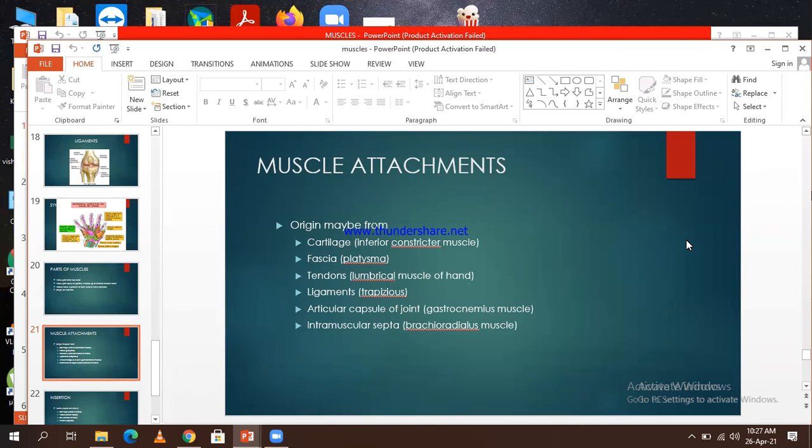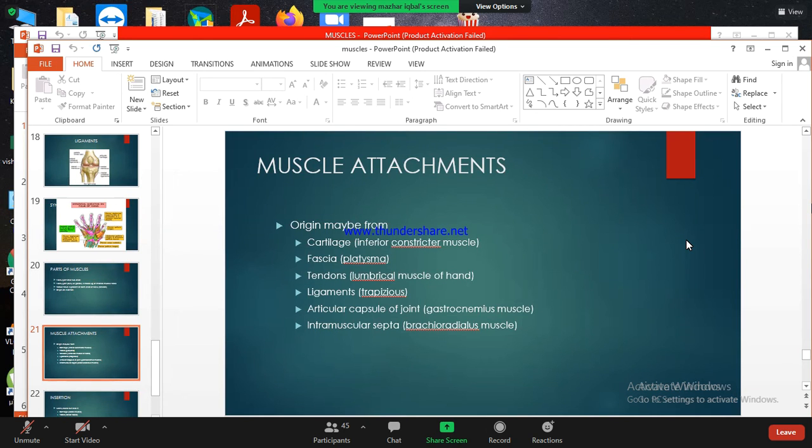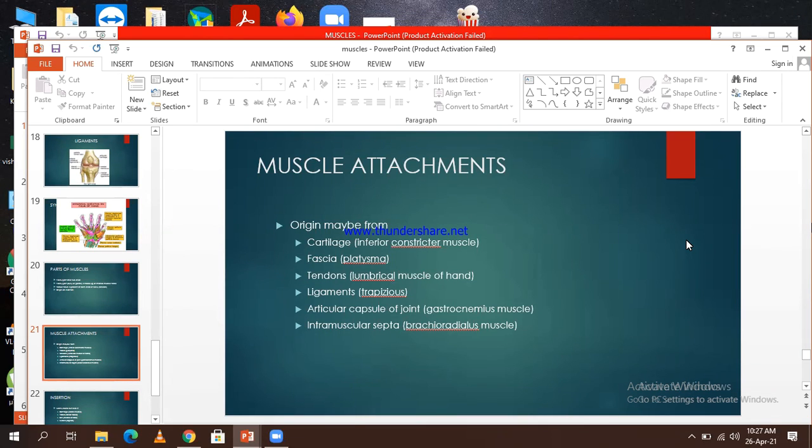In certain cases the muscle originates from the cartilage, an example is the inferior constrictor muscle. They may originate from the fascia, like the platysma muscle in the neck, which originates from the fascia and is not attached to the bone. Then they may originate from the tendons: the lumbrical muscles of the hand originate from the tendons. Then ligaments; trapezius originates from the ligament, not from the bone. Articular capsule of the joint: gastrocnemius muscle originates from the capsule of the knee joint. And intermuscular septa: brachioradialis muscle originates from the intermuscular septa.